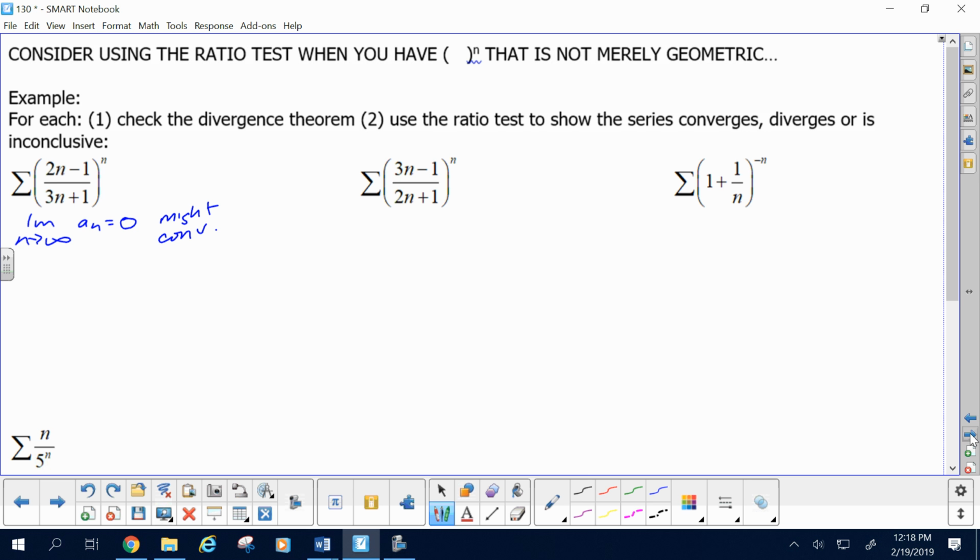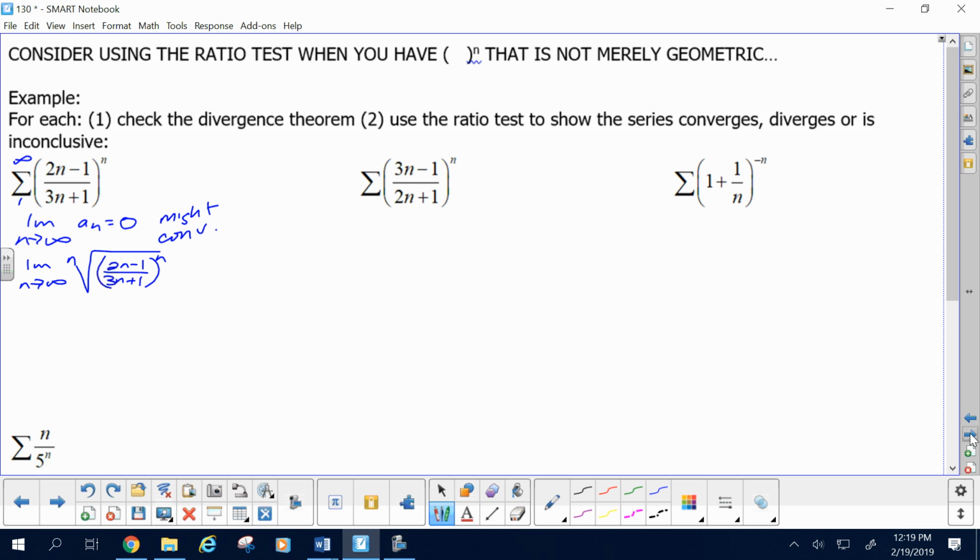Now, because of this, I didn't put the indices there. I got lazy, sorry. But because of the exponent in there, I'm going to try the root test. The idea is you take, as n goes to infinity, the nth root of the term formula.